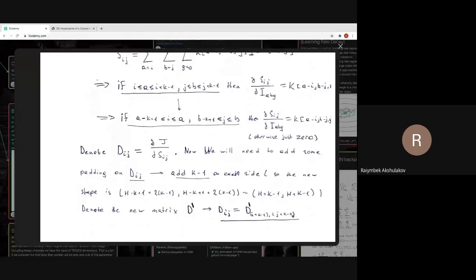And now if we denote it as D prime, we can show how it's connected. So D_ij is D prime at i plus k minus 1, j plus k minus 1. Because we just added the k minus 1 paddings to each side, we can have this one. So let's go to the next page.